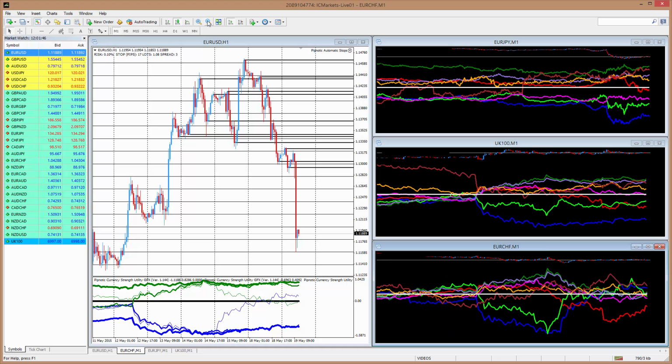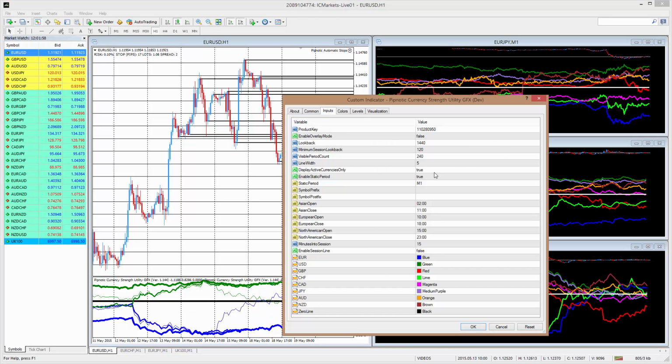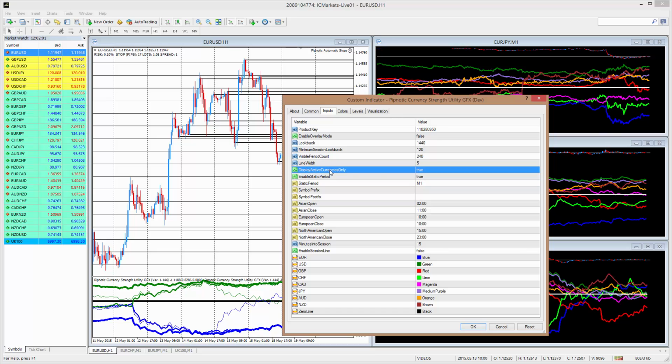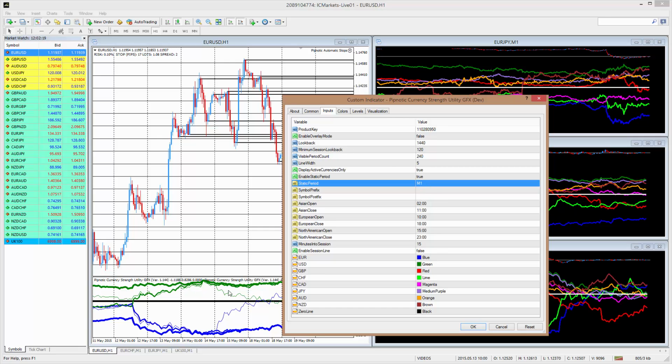Okay, so let's have a look here on the other side of the chart. Here we can see that we have our chart as we always have, and we have the three instances of the currency strength indicator, the same as these, but for the configuration here, we want to display active currencies only. So again, active currencies looks at this symbol, which is EUR/USD, and it will only present the lines that represent either the euro or the dollar, the euro being the blue and the dollar being the green. And again, we want to enable the static period to 1 minute, so we're looking at 1 minute data, and that's it. Then we're good to go.